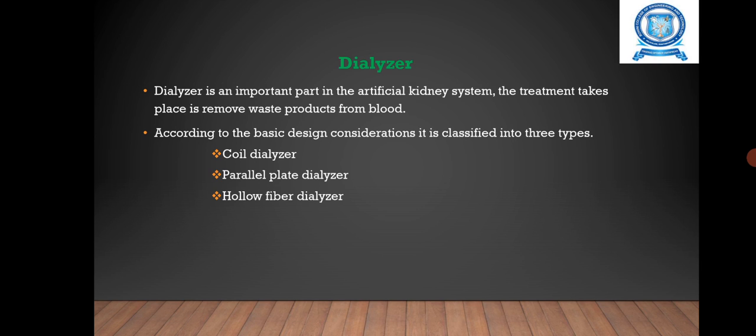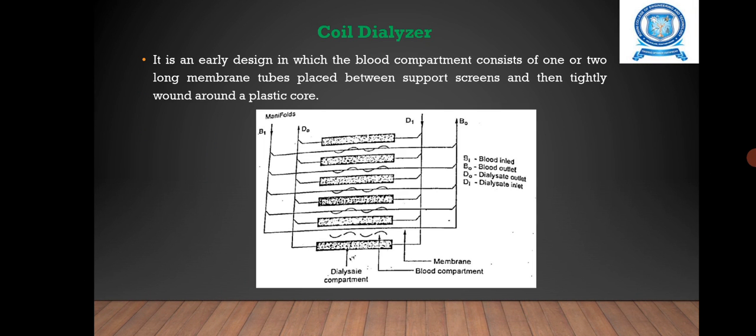Next one is the dialyzer. It is an important part of the artificial kidney system. The treatment actually takes place here, removing waste products from blood. It consists of two circuits, one in which blood circulates and the other in which dialysis fluid flows. It consists of three types: coil dialyser, parallel plate dialyser, and hollow fiber dialyser.